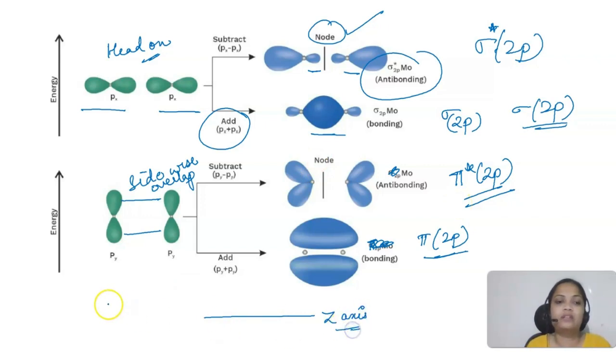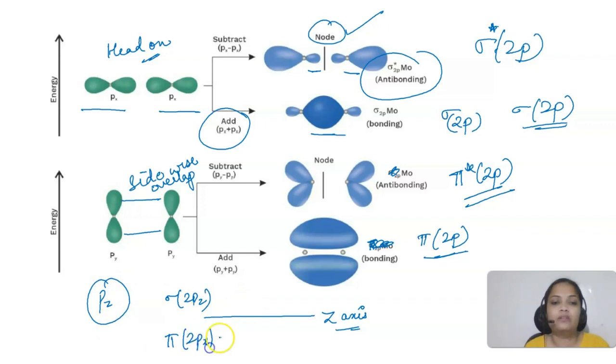So what happens is the pz orbitals, if I am talking about 2pz, will form the sigma 2pz orbital, and the other ones, pi 2px and 2py, will form pi molecular orbitals, pi 2px and pi 2py, and they'll have the same energy. So this is how the bonding and anti-bonding molecular orbitals are formed. This is not our concern.